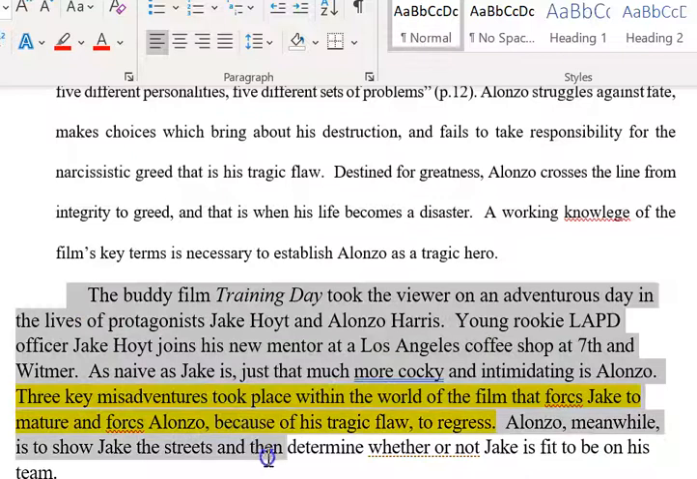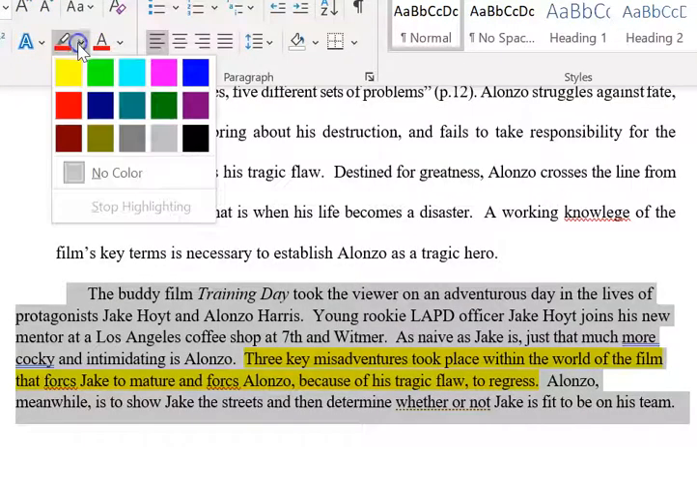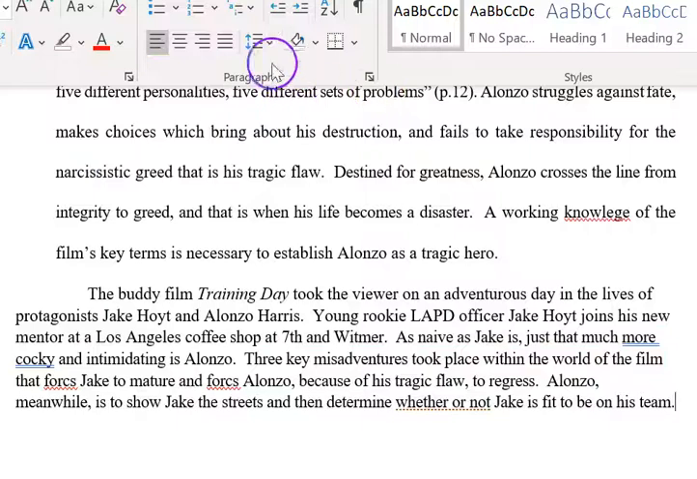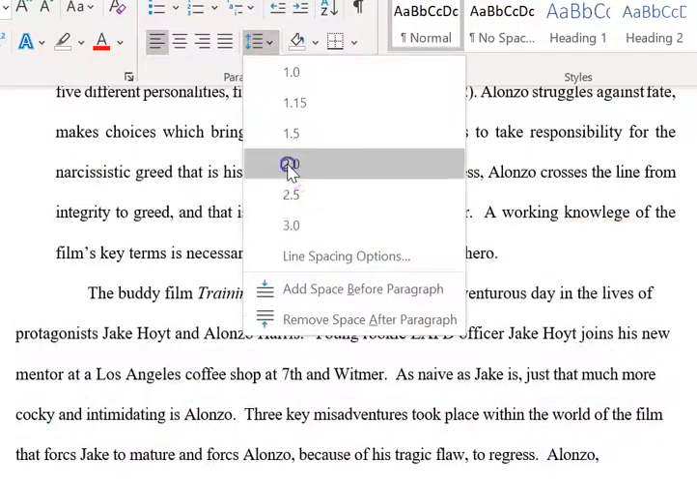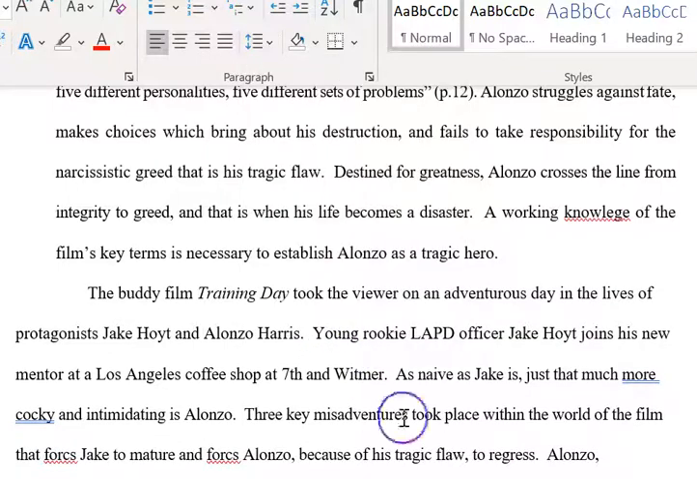Clean it up by highlighting it, making it Times New Roman, 12 font, which is what's going to be required. We're going to remove all color. We're going to double space it. And we're going to remove the space after paragraph and hope it works.